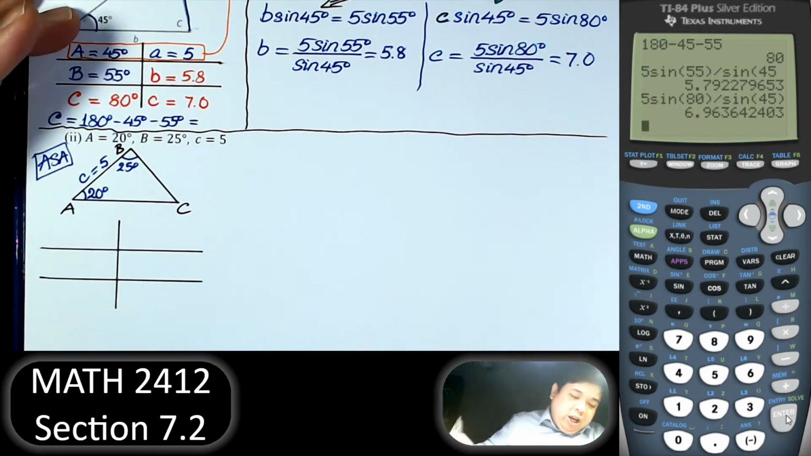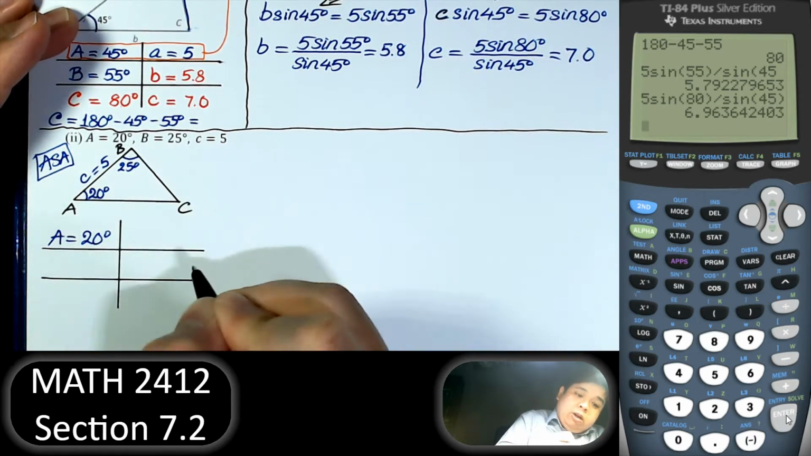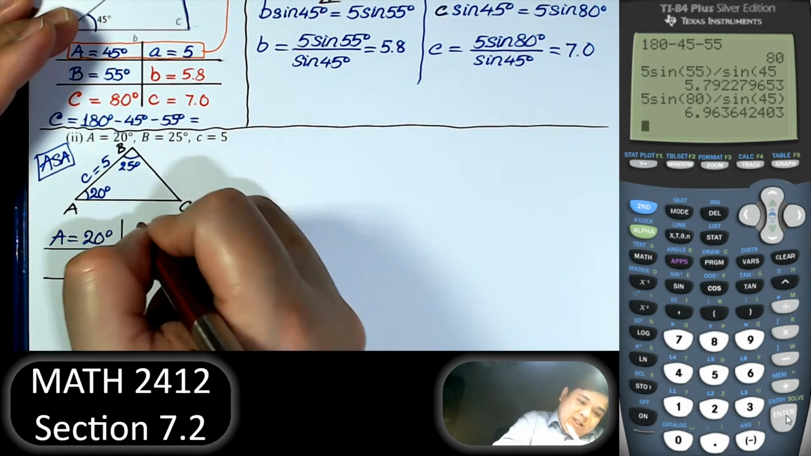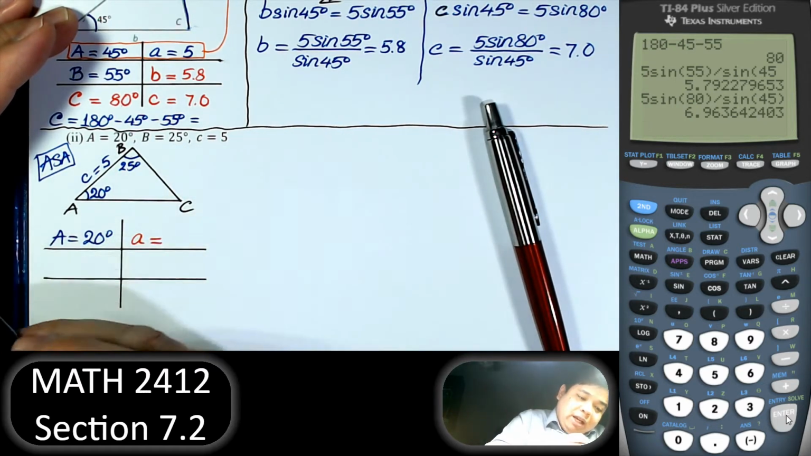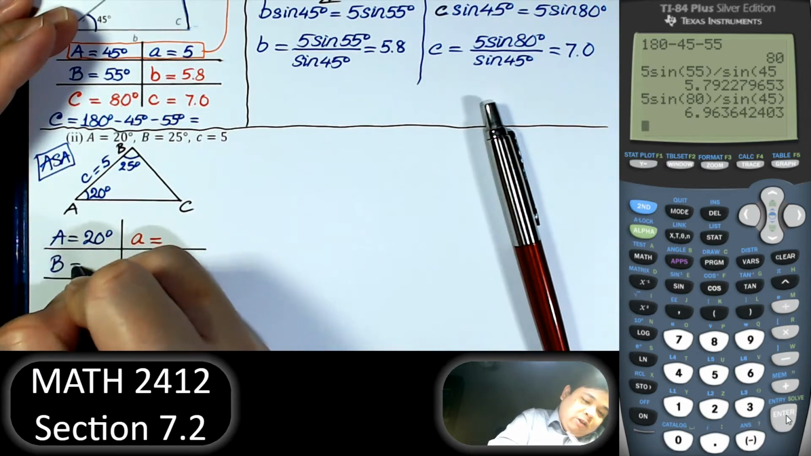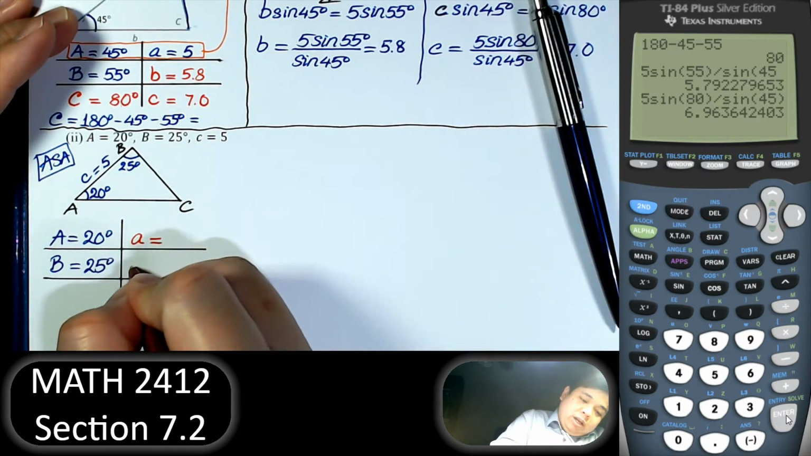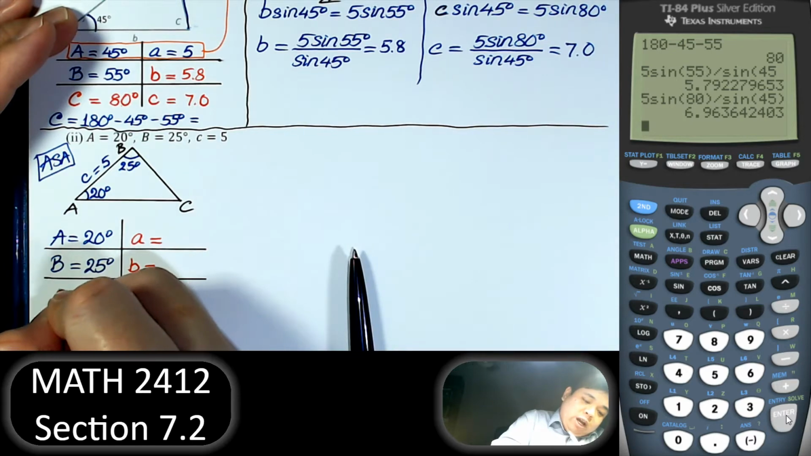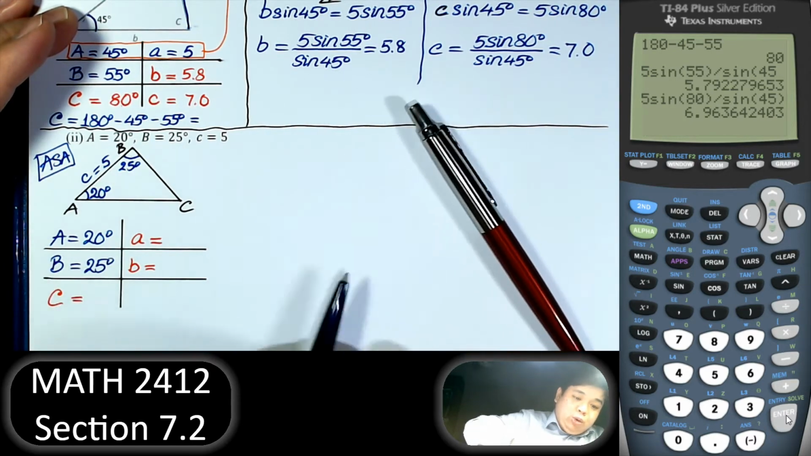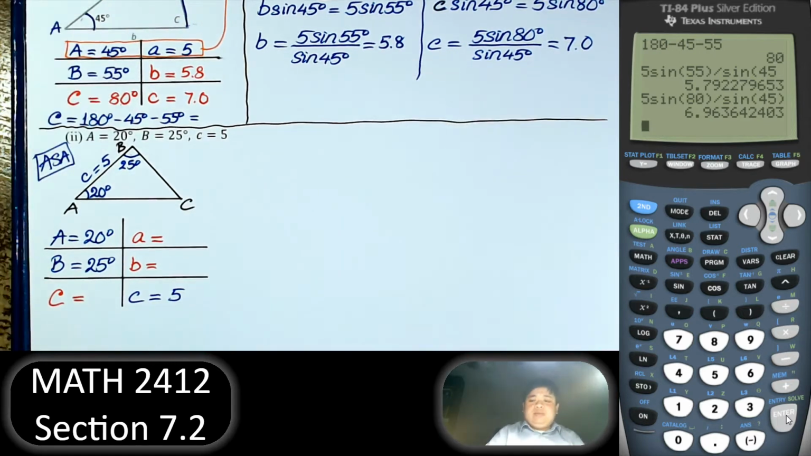Right, so what do we have? Angle A, 20 degrees. We do not know side A. Angle B, 25 degrees. We don't know side B. Angle C, we do not know angle C, but we do know side C is 5. Right, so that's what we have.